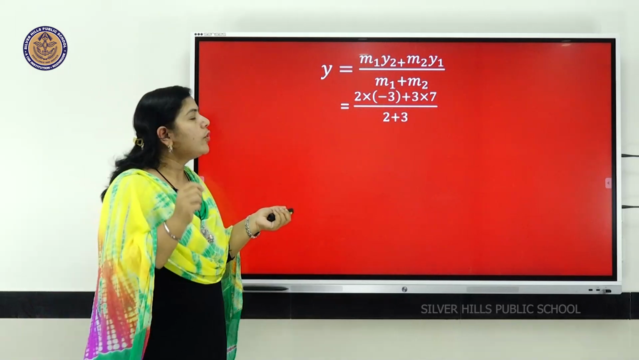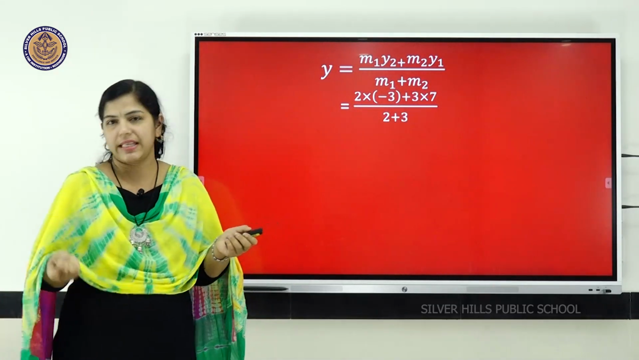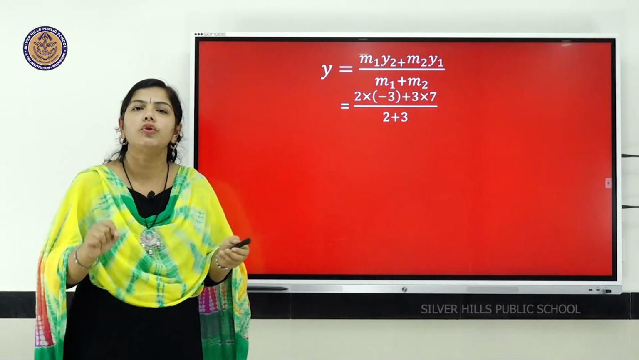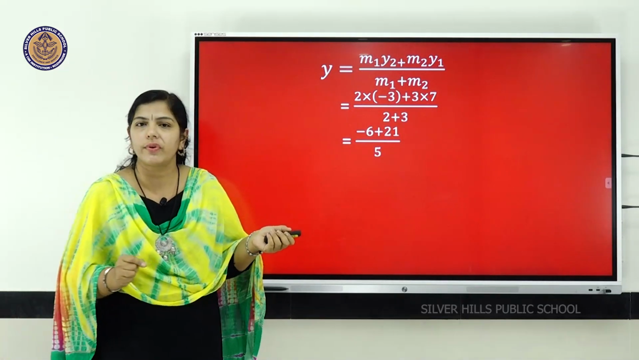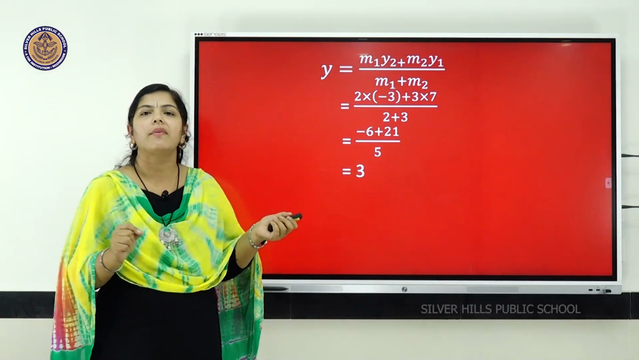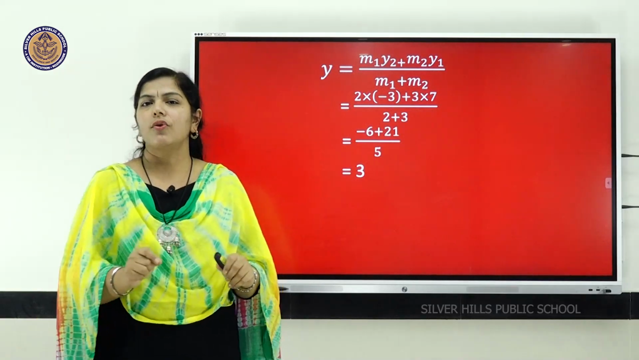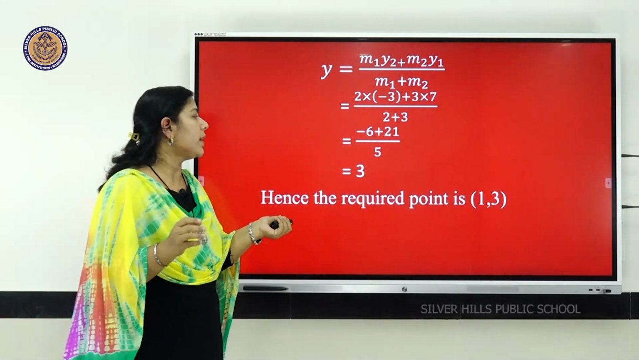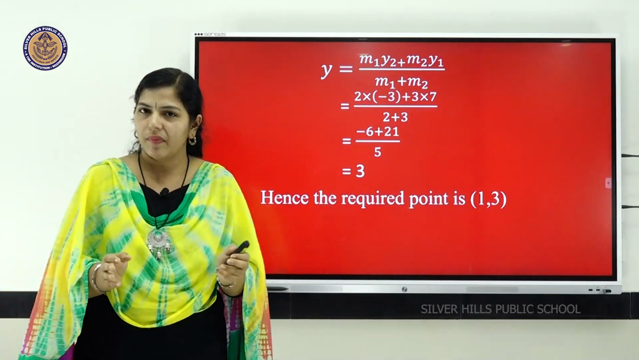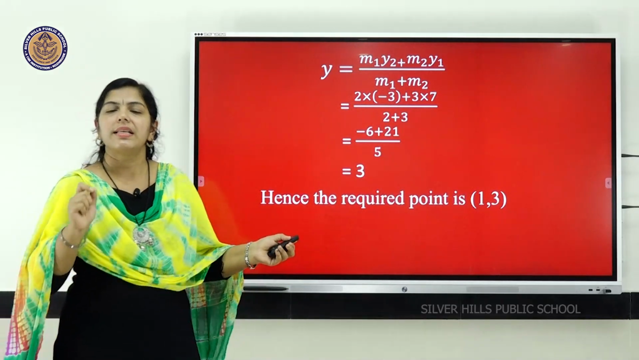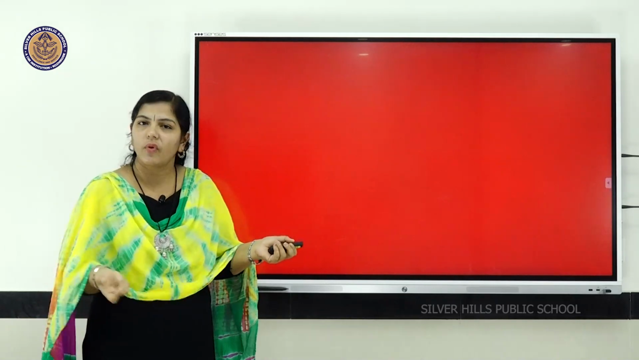That is equal to 2 into minus 3 plus 3 into 7, whole divided by 2 plus 3, that is minus 6 plus 21, whole divided by 5, that is 15 by 5, that is equal to 3. So, we got the required point P, that is the point of division, as (1, 3). This we got using the section formula.